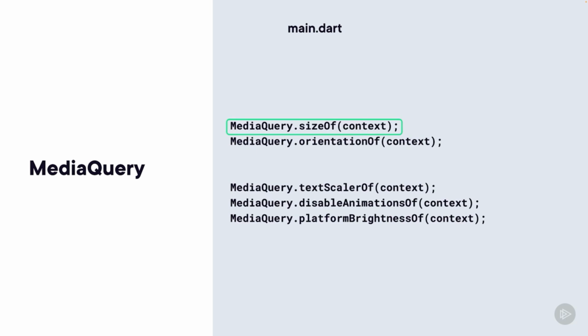With sizeOf, you can get the screen size information. With orientationOf, you can check the device orientation. With textScaleOf, you can determine if the user has modified the default font size. You can also access lower level accessibility information such as animation preferences or the screen contrast by using disableAnimationsOf or platformBrightnessOf. And there are more. All right, let's see all of this in a quick demo.